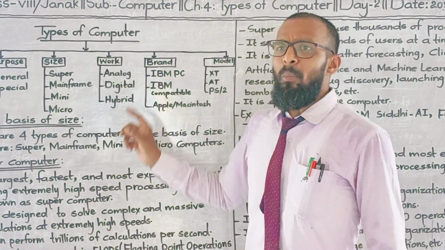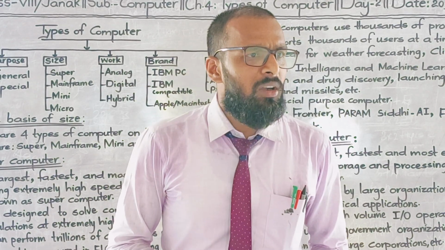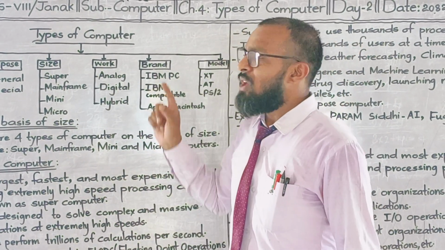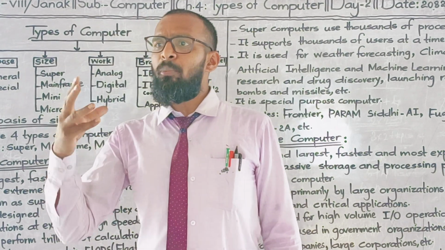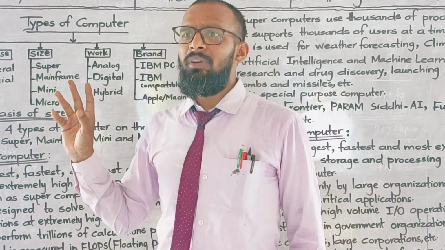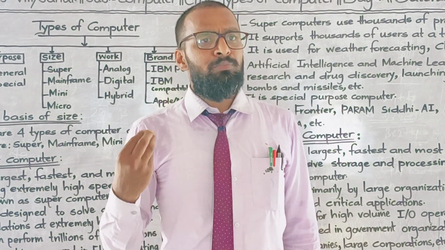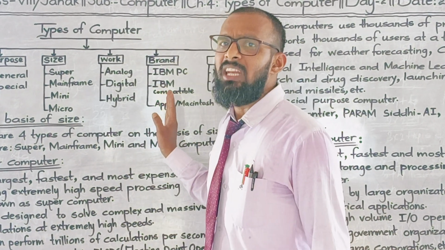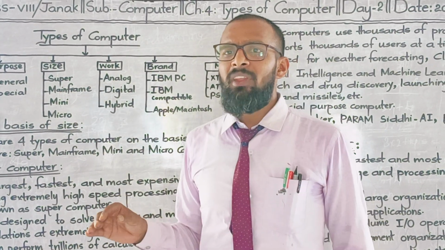Next, how many types of computer are there on the basis of work? Sometimes the question comes like this: how many types of computer are there on the basis of function? Function means the same. Sometimes, on the basis of task? The same answer you have to supply. 3: analog, digital and hybrid.